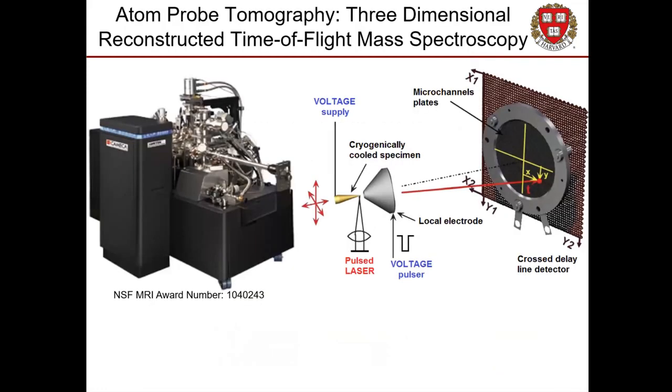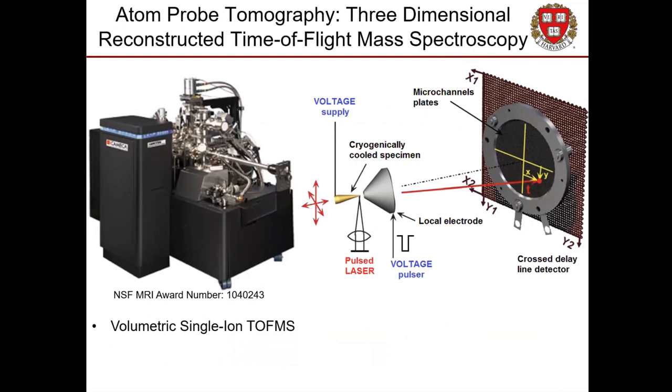So, Atom Probe Tomography, what is it? I've written a bunch of jargon terms up here. It's reconstructed time-of-flight mass spectroscopy. It is a volumetric three-dimensional technique that relies on doing single ion mass spec.